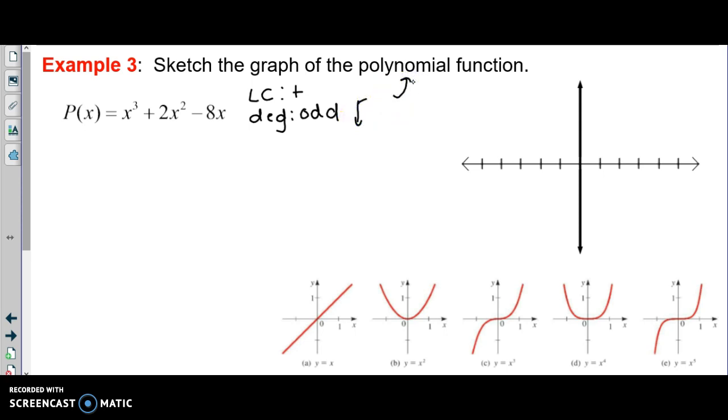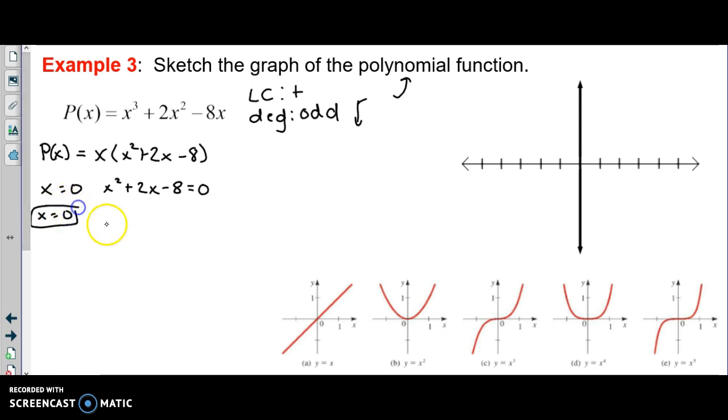From here, I want to look at, can I factor out something? Absolutely. I can factor out an x. I get p of x equals x times x squared plus 2x minus 8. Now I can take each term and set them equal to 0. So I have x equals 0, and then I have x squared plus 2x minus 8 equals 0. From this, I'm going to go ahead and factor. So I still get x equals 0.